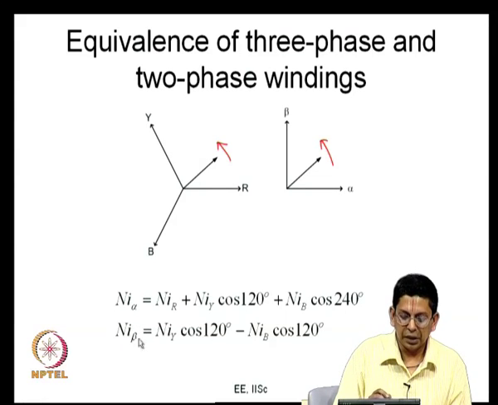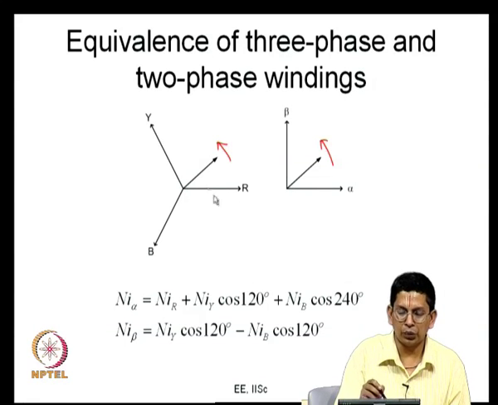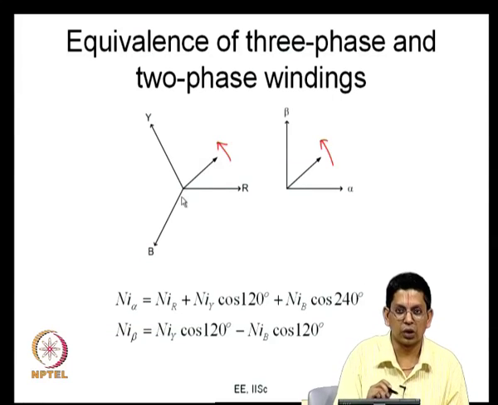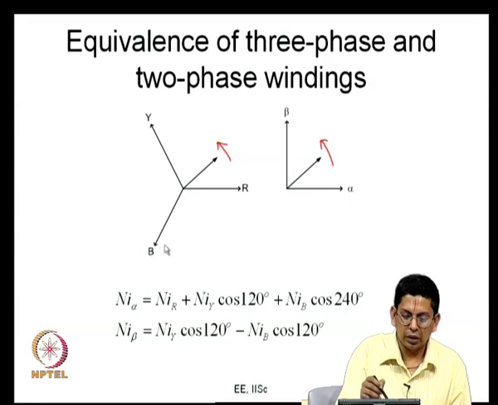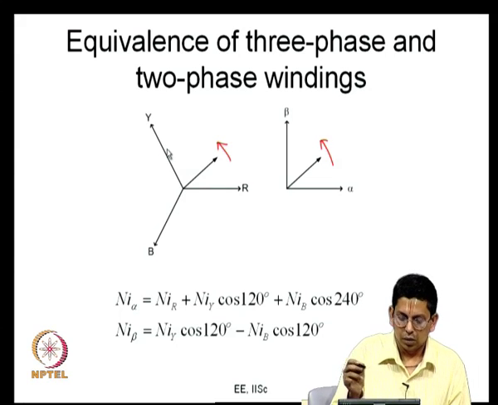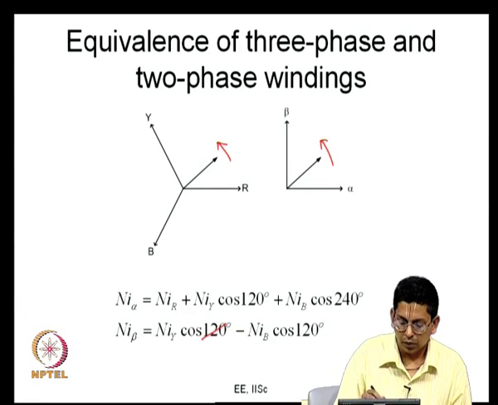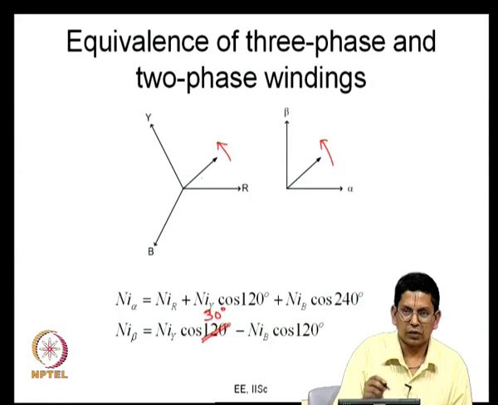So, n I beta is the MMF along the beta direction. Now, R phase winding does not produce any MMF along the beta axis, it is aligned along the alpha axis, therefore, it does not produce along that. So, what is the MMF produced by this 3 phase winding along the beta axis? It is n I y times cos of 30 degrees. Let me just change that here. Sorry, there is a mistake here. So, this is cos of 30 degrees now.